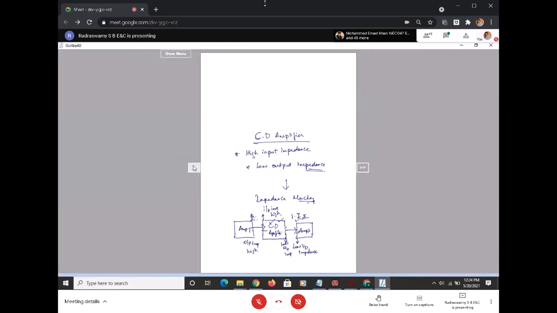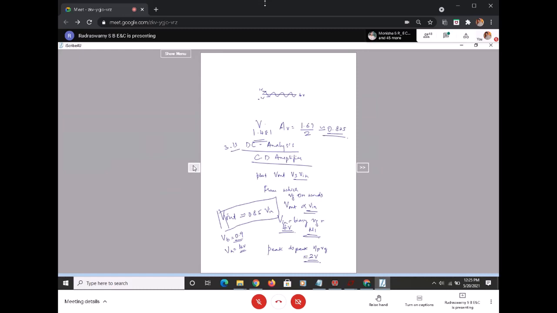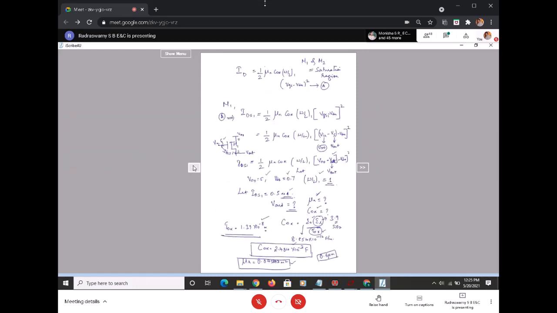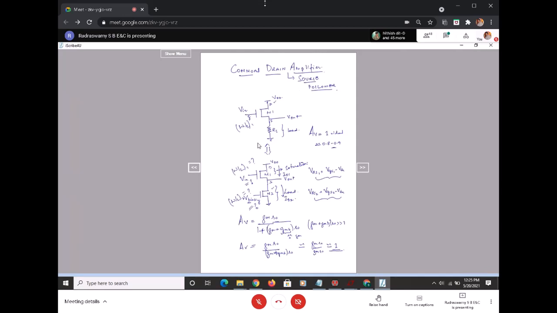So just a recap of the common drain amplifier. This is the simple circuit here, where M1 is the driving transistor driven by the input voltage. Make sure that whenever you are doing the AC analysis, the DC biasing voltage is mandatory. Is that clear? This has to be biased and in the on state for the AC analysis. That's why it is AC on top of DC.